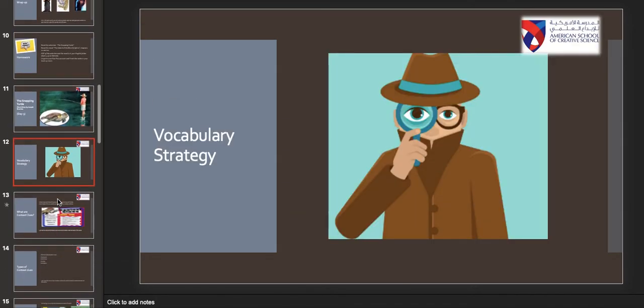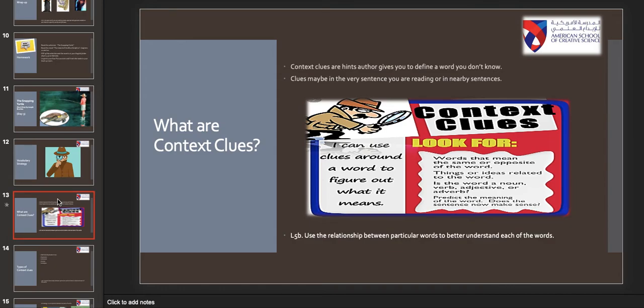The vocabulary strategy: context clues. What are context clues? Context clues are hints the author gives you to define a word that you don't know. So while reading, if there is a new word and you don't know its meaning, you may use the context. It means the words and the sentences around the word to help you figure out the meaning of that new word. Clues may be in the very sentence you are reading or in nearby sentences.